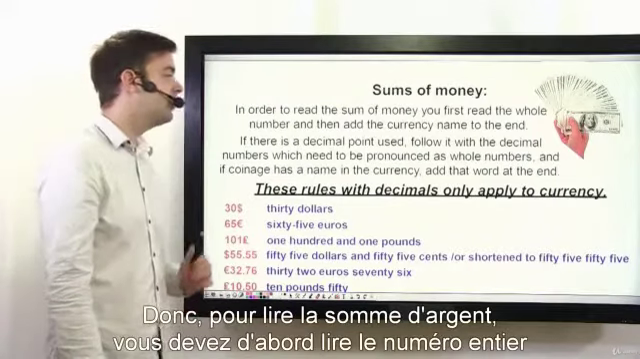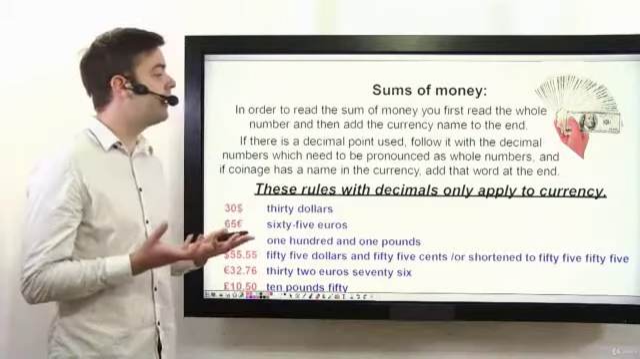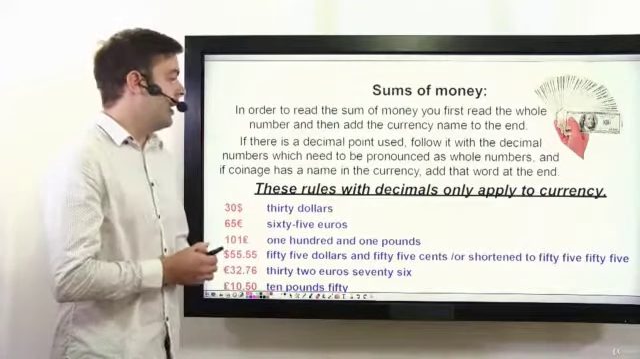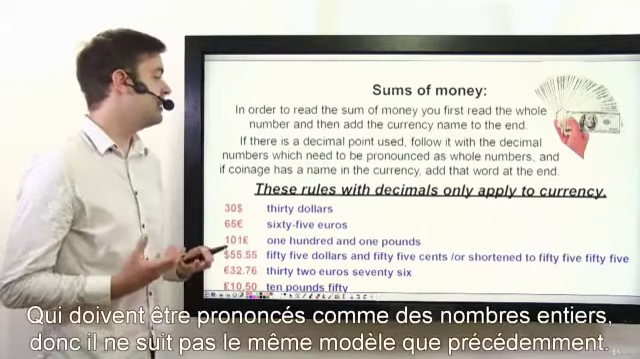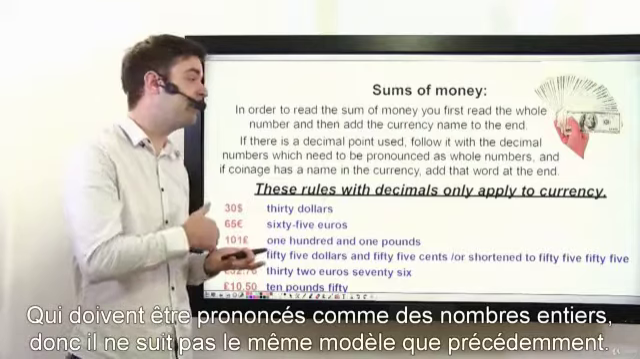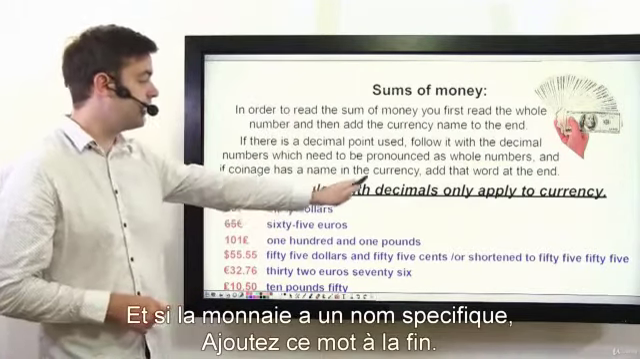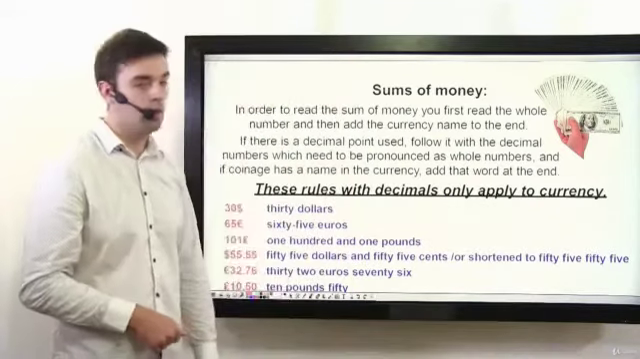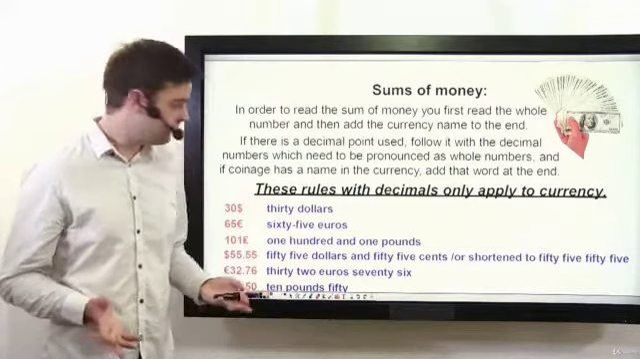So, in order to read the sum of money, you first need to read the whole number and then add the currency name to the end. If there is a decimal point used, follow it with the decimal numbers which need to be pronounced as whole numbers, so it doesn't follow the same pattern as before. And if coinage has a name in the currency, add that word to the end. That's quite a lot of rules, so let's give it a bit of practice.